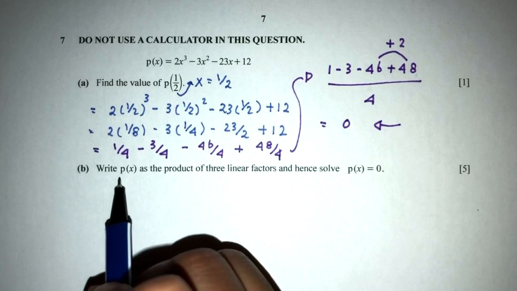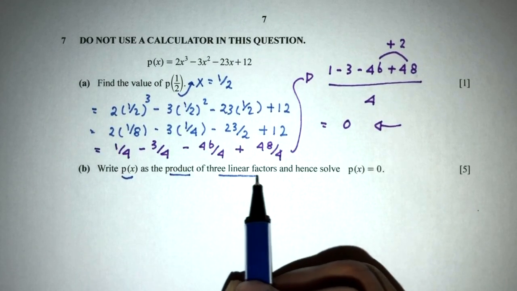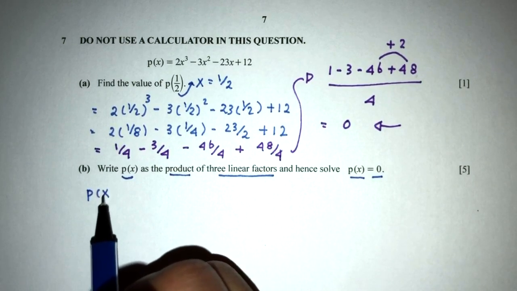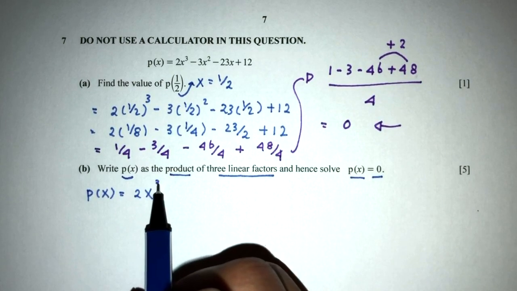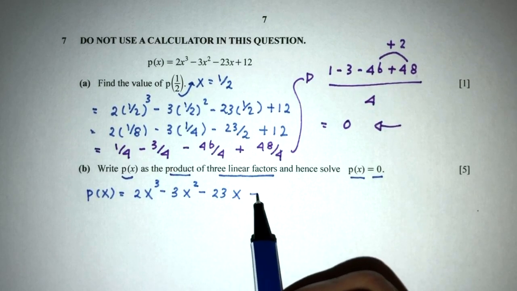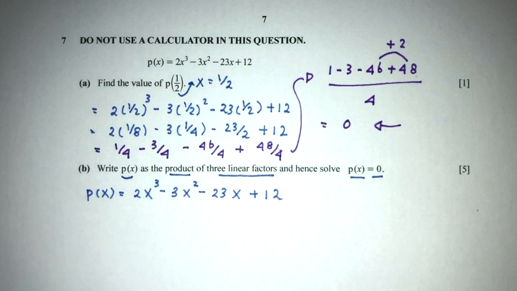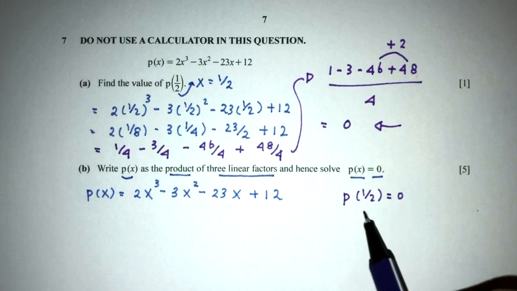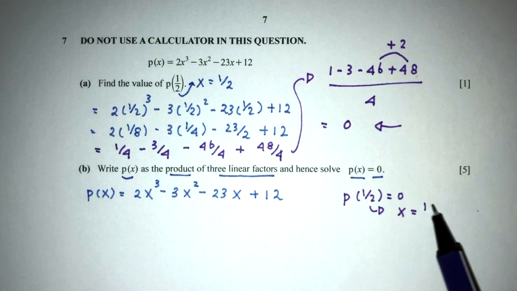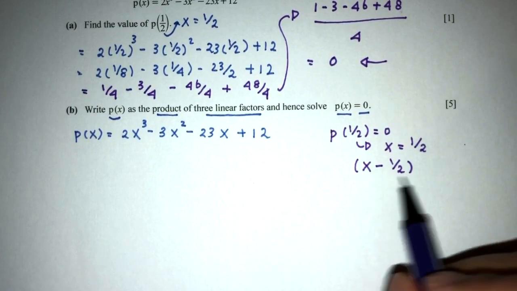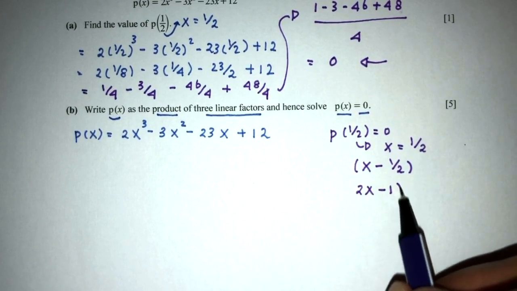We have to write p of x as a product of 3 linear factors, hence solve this. So pretty easy. As you can see, p of x is a cubic function. And you guys know by this point, to solve a cubic function, we have to first find a factor. Because p of half is equal to 0 for the value of x equal to half, it means that x minus half is a factor. Or you can write, this is the same thing as 2x minus 1.